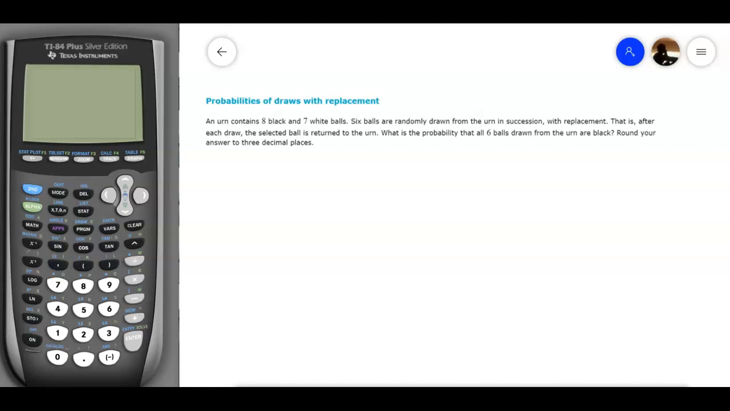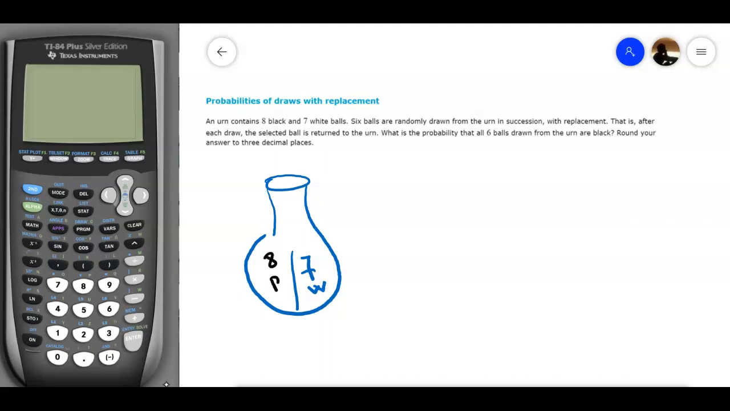All right, so this is probabilities with replacements, right? In this problem, we have an urn having 7 white balls and 8 black. What we're going to be doing is selecting 6 random balls. However, every time we select a ball, we're going to note the color and then return it to the urn.